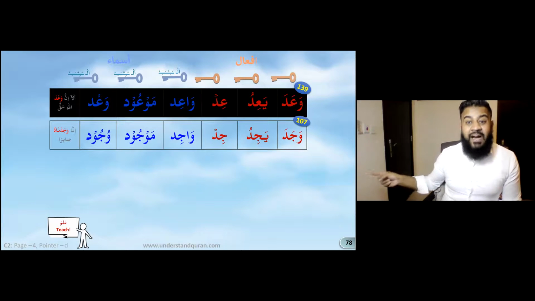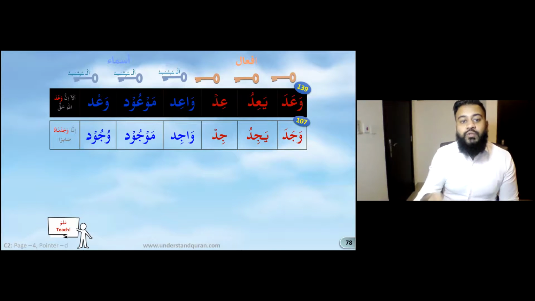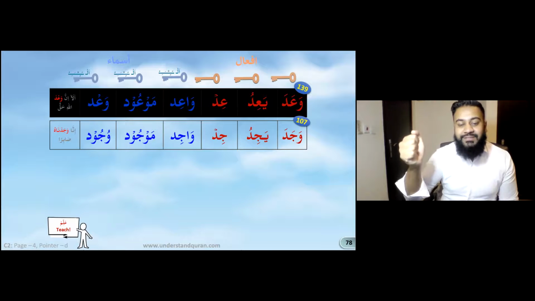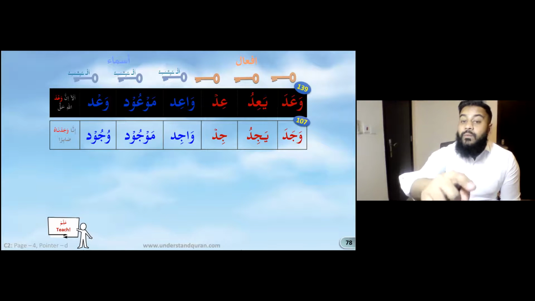Now for the next word, we have wajada. Wajada means he found. Wajada. The verbs here are wajada, yajidu, jid. وجد يجد جد. The nouns are wajid, mawjud, wujud. واجد موجود وجود. Alhamdulillah. Some of you may remember the word mawjud.